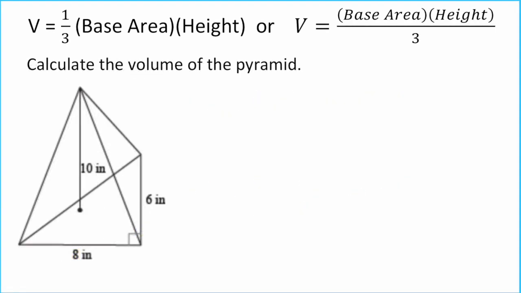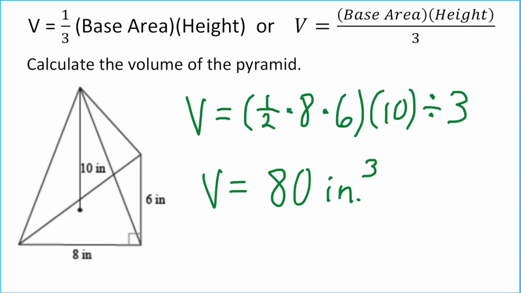Okay, let's try another one. Same formula. In this case, our base area is a triangle. So that'd be 1/2 times 8 times 6. Our height is 10. And this time, instead of writing the 1/3 at the start, I wrote divide by 3 on the end. And we simplify this down. We're left with 80 cubic inches.